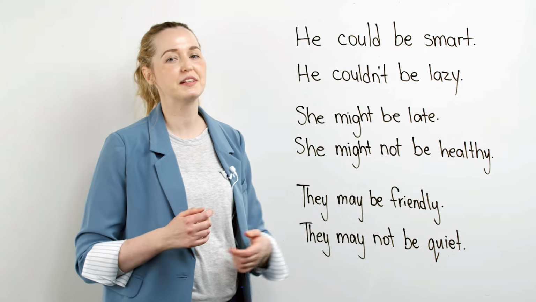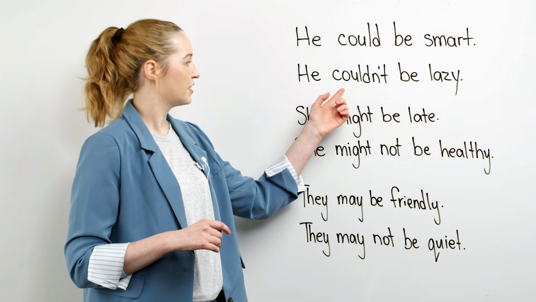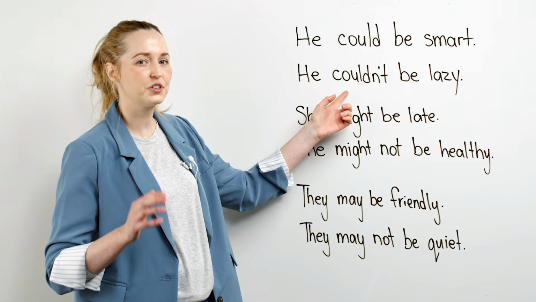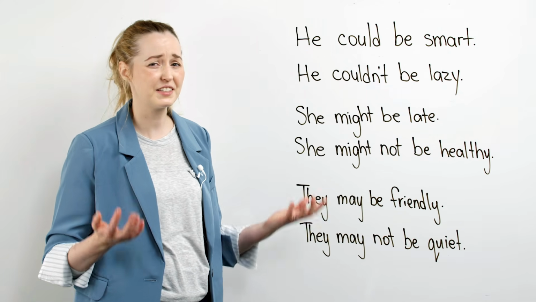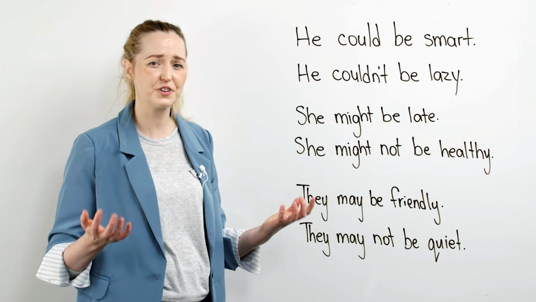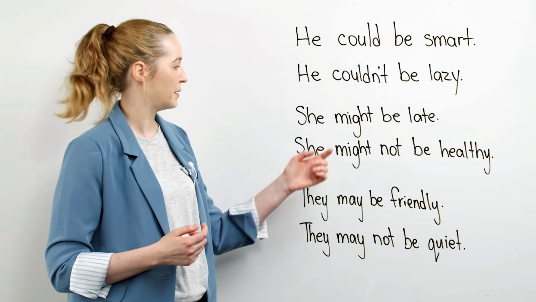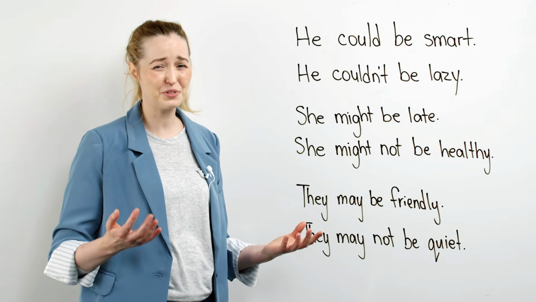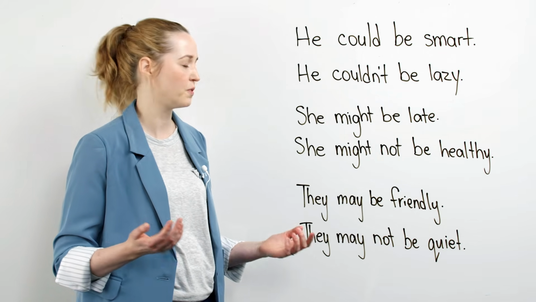He couldn't be lazy. He couldn't. Couldn't is a contraction of could not. Maybe he's lazy, maybe he's not. It's possibility. We don't really know. She might be late. Might. It's possible she's gonna be late, but again, we don't really know.